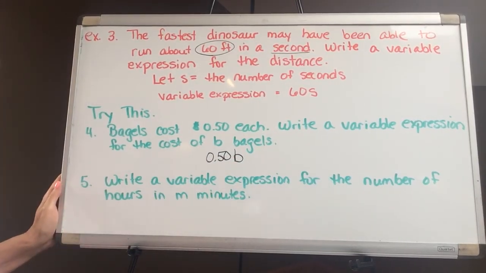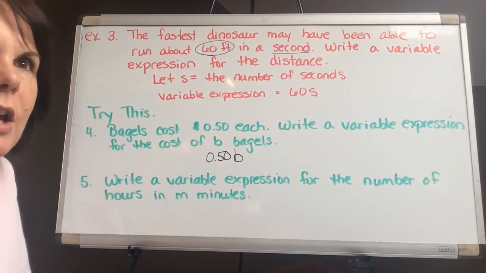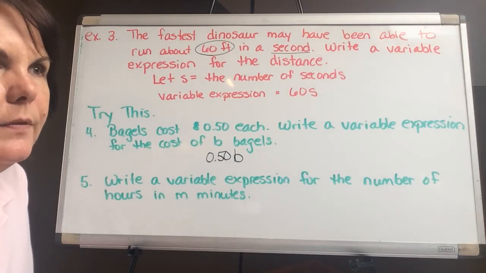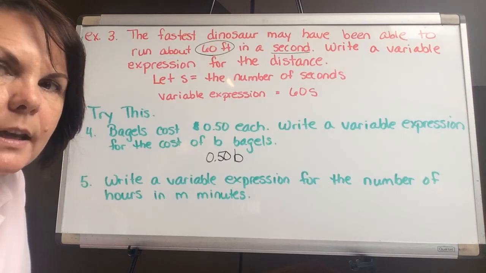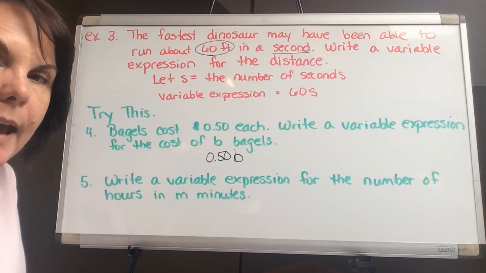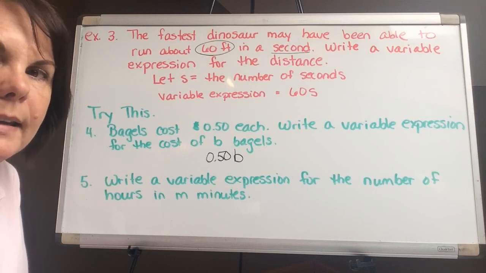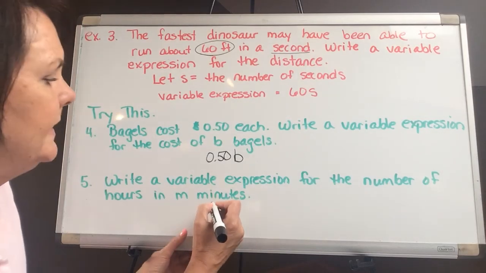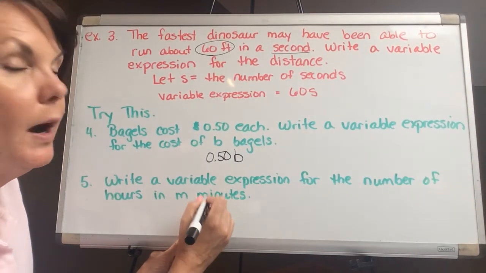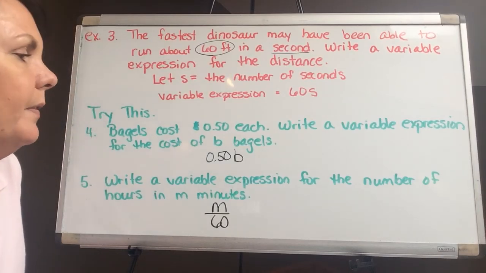And number 5, write a variable expression for the number of hours in M minutes. This one's a little bit tricky. So let's always think of something. Well, if I have 60 minutes, that's 1 hour. If I have 120 minutes, that's 2 hours. 180 minutes is 3 hours. And what am I doing? Oh, I'm taking the minutes and I'm dividing them by 60. So if I take the number of minutes, whatever it might be, and I know there's 60 minutes for every hour, then the number of minutes divided by 60 will give me the number of hours.